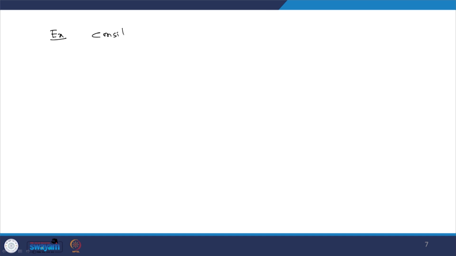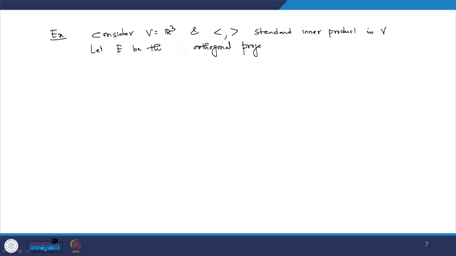Consider V equal to R3 with the standard inner product in V. Let E be the orthogonal projection of V on W, where W is a subspace of V spanned by beta equal to (3, 12, -1).